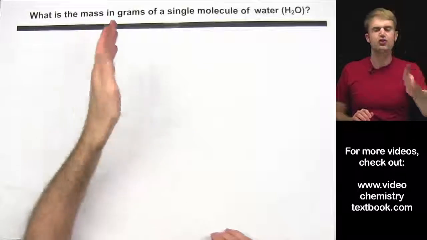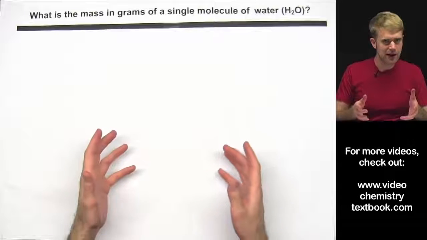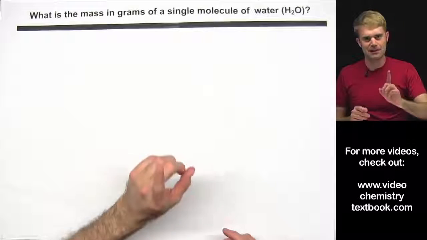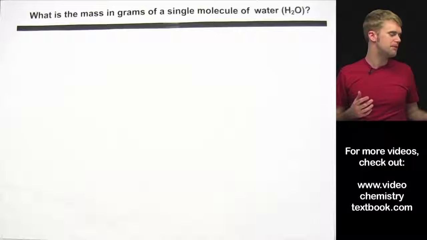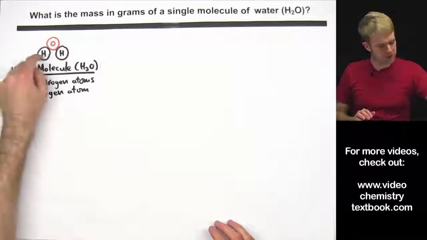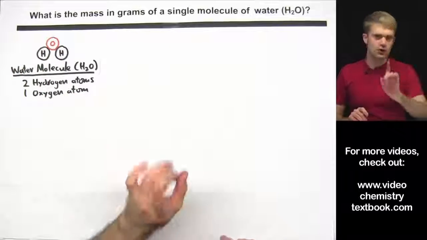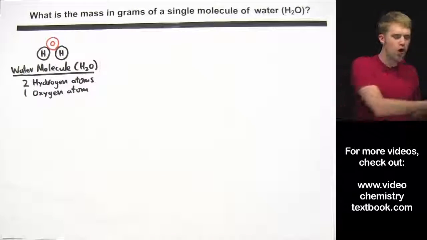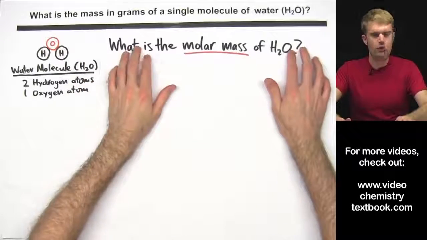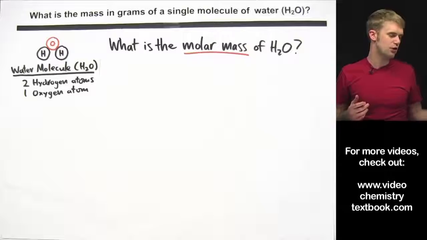What is the mass in grams of a single molecule of water? This is a lot like calculating the mass of a single atom, except there are just a couple extra things to keep in mind. Okay, so here's a water molecule, H2O. It's made up of 2 hydrogen atoms and 1 oxygen atom. The first thing we want to do is figure out the molar mass of H2O. Okay, we want to know how much a mole of H2O molecules would weigh in grams, okay?